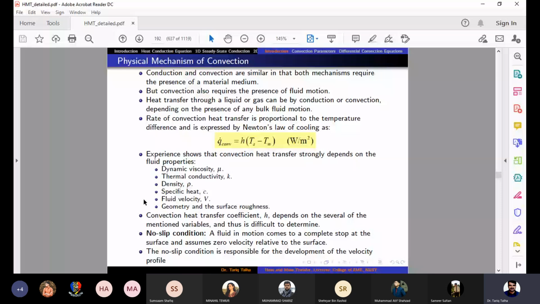First of all, the first concept which I told you was the no slip condition: a fluid in motion comes to a complete rest at the surface and assumes the same velocity as that surface. So if that surface is stationary, the first layer of molecules would have zero velocity. Otherwise, if it is moving like some aeroplane or some object, then the first layer of molecules would have the same velocity as that object. The no slip condition is responsible for the development of the velocity boundary layer.